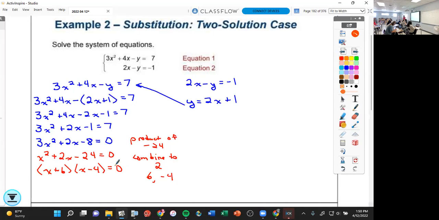Now, if I was to FOIL that, x times x does not give me 3x squared. So I've got a problem. A while ago, I multiplied by 3. I multiplied my constant by 3. Now I'm going to divide my constants by 3.